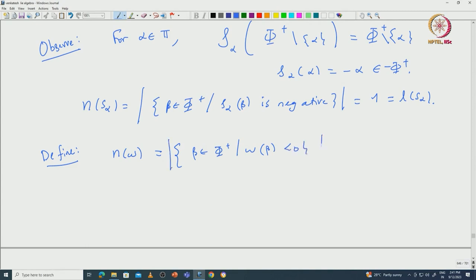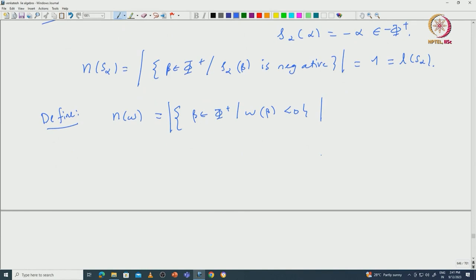So, the cardinality of this, the number of positive roots that are sent to negative by W, will be called N of W. Then what can one prove? So, here is the lemma: for W in W, we have exactly the length of W equal to N of W.